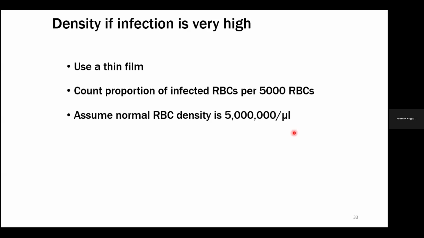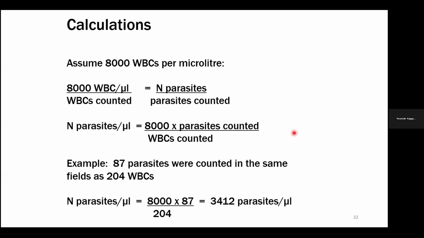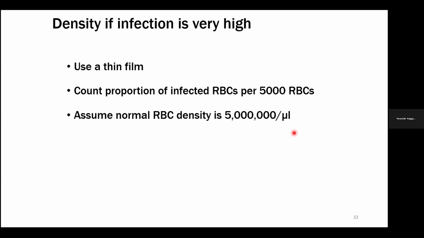Then we can also report parasite density, that is parasites per microliter, where we take the number of parasites counted, multiply it by the absolute WBC count of the specimen, or by 8,000, then divide by the number of white blood cells we have counted. That will be the parasites per microliter. If the parasitemia is too much to be counted in a thick film, we determine parasite density from a thin film, where we count the number of infected red blood cells in a total of 5,000 red blood cells. Then we multiply that by 5 million.